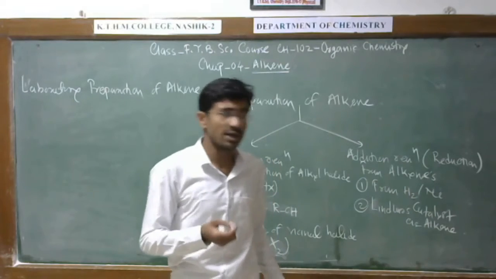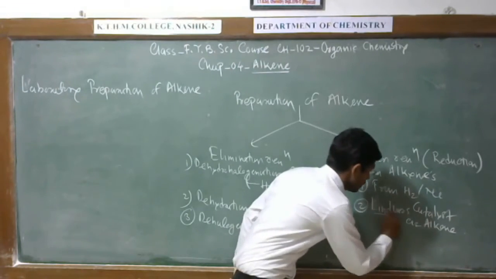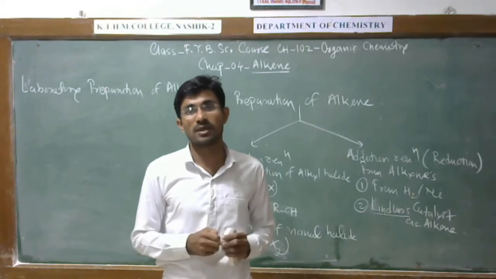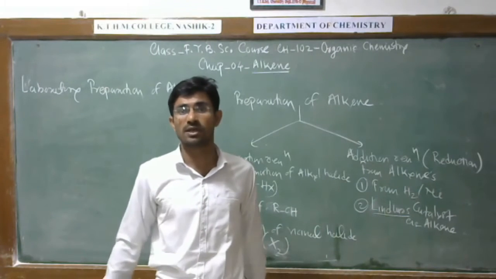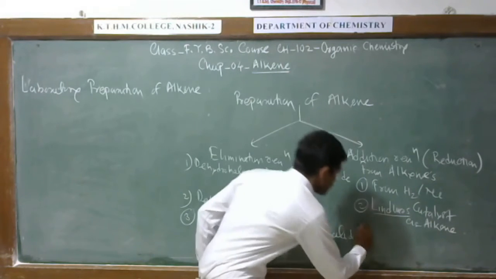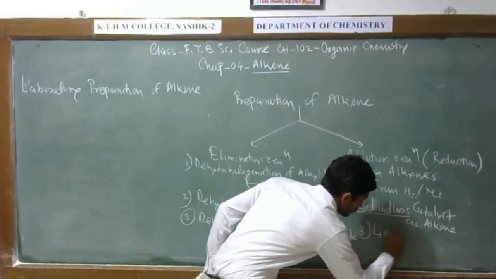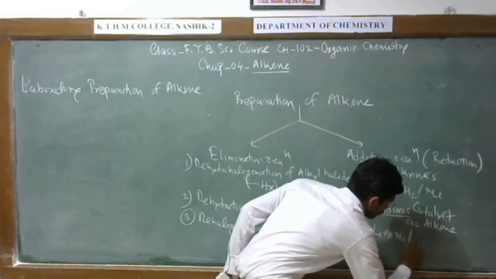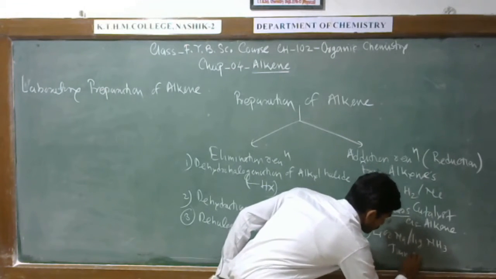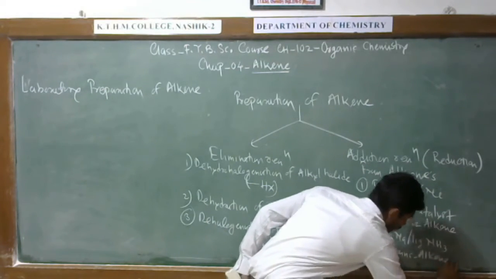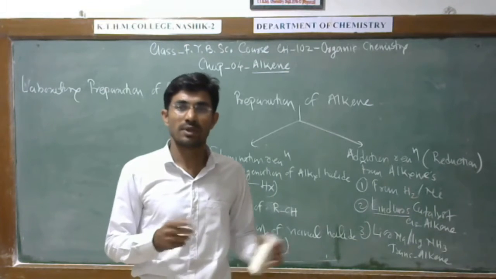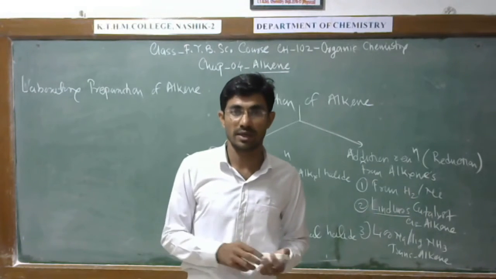Then Lindlar's catalyst. By this Lindlar catalyst, we can prepare the cis alkene. For cis alkene, we can use the Lindlar catalyst. This is a special type of palladium catalyst. With the help of this, we can prepare the cis alkene. With lithium or sodium in liquid ammonia, we can prepare the trans-alkene compound.